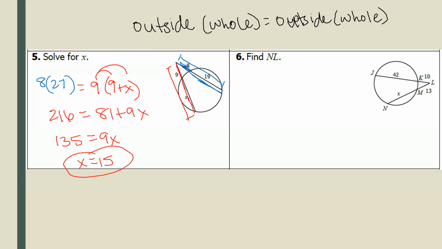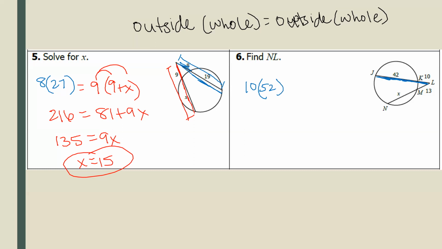Okay. Number 6, let's find NL. Okay, so let's go step by step, one secant at a time. Let's start with this blue secant. In the blue secant, what's the piece on the outside? The piece on the outside is 10. What's the length of the blue segment, the whole thing? It's 52, 42 plus 10.